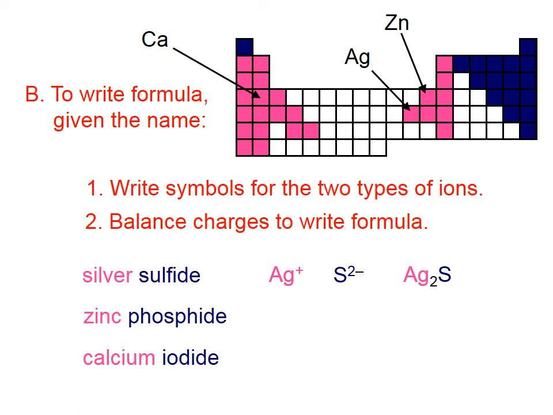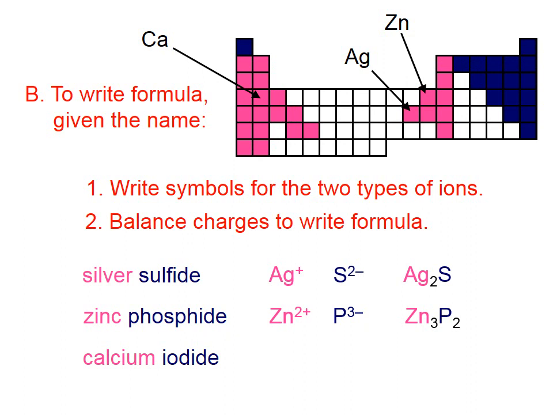Zinc phosphide, zinc is right there. So what charge does it get every time it's bonded to something else? 2 plus. The phosphide ion, I'm going to use my laser pointer. The phosphide ion is right here on the periodic table, which means it's going to gain 1 electron, gain 2 electrons, gain 3 electrons, which means it's going to have a charge of 3 minus. How many zinc ions and how many phosphide ions does it take to give us a neutral compound? 3 and 2 respectively.